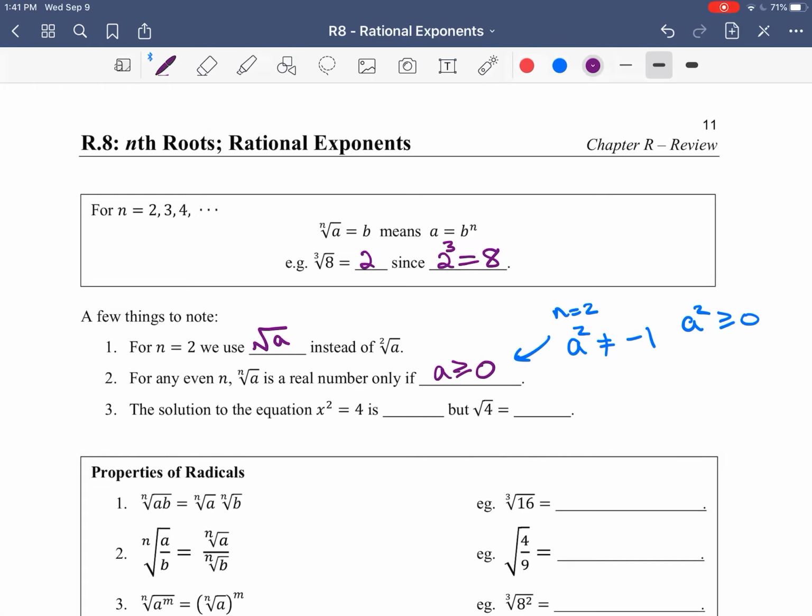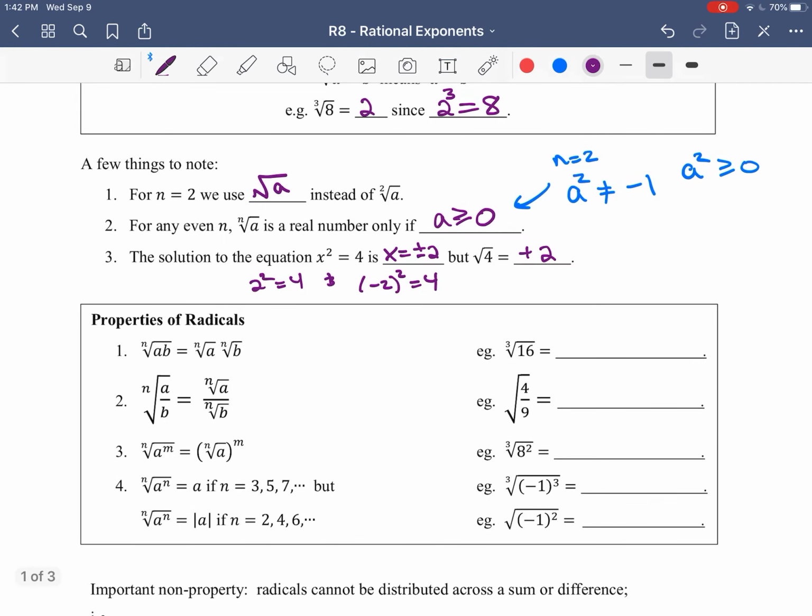Another comment: the solution to the equation x squared equals 4, we're going to talk about this later, is actually x equals plus or minus 2, because 2 squared is equal to 4, and -2 squared is also equal to 4. So we get 2 answers, but the square root of 4 is always just the positive version, so it's just plus 2. If you want the -2, it's going to have a negative out front. So there's a little bit of difference there.